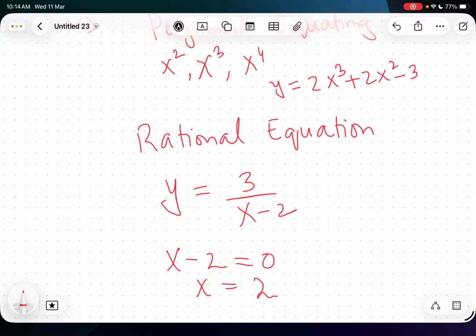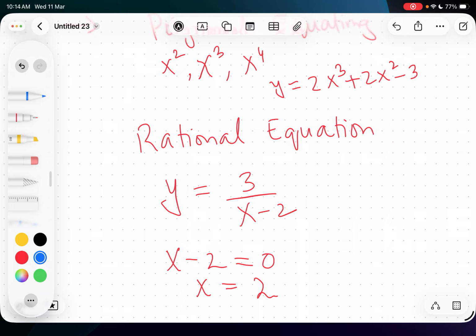So x is equal to 2. What will x is equal to 2 look like when we plot it on the Cartesian plane? For example, this is your x-axis, and this is your y-axis. So x is equal to 2 means the line x is equal to 2 will look like this. This is the line for x is equal to 2.